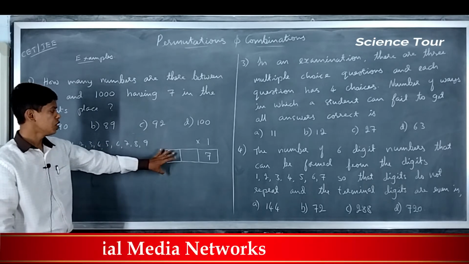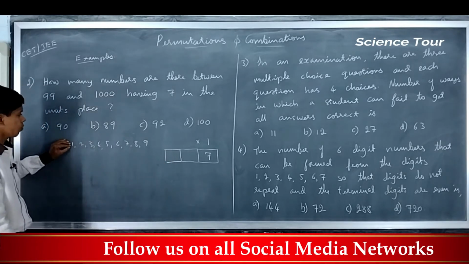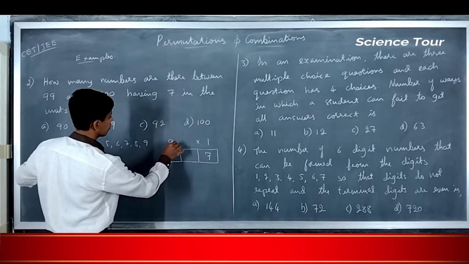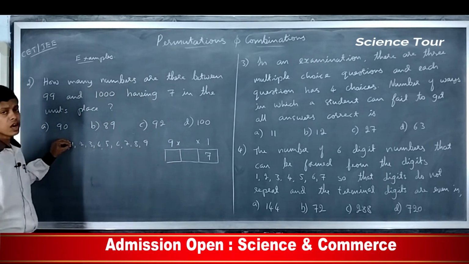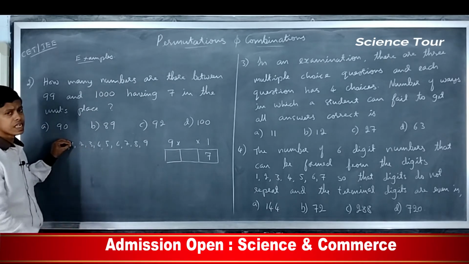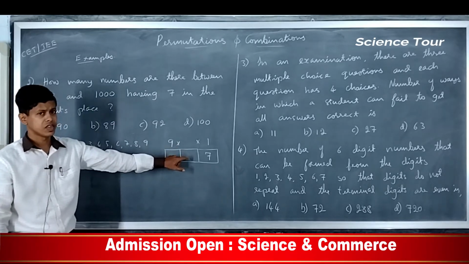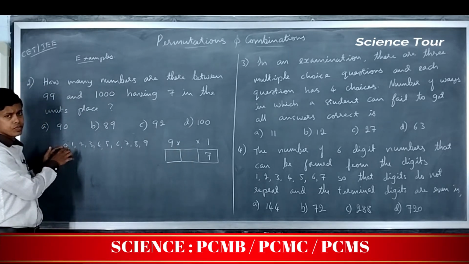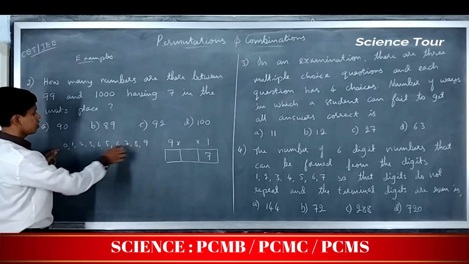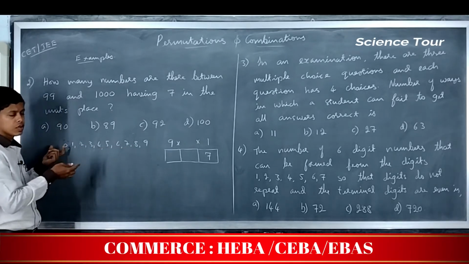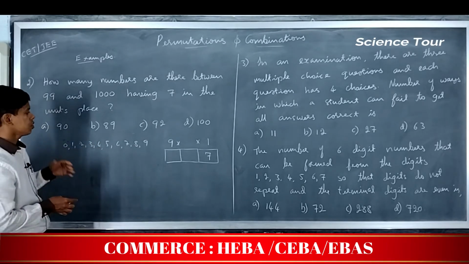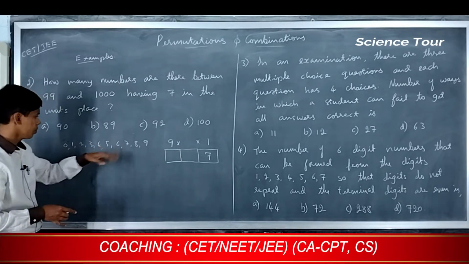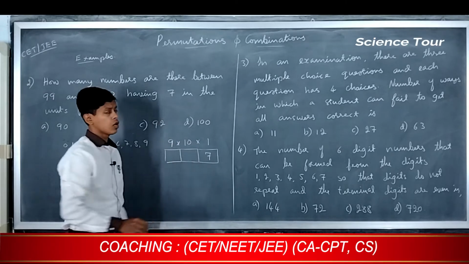Therefore, which numbers can you select here? Except 0, you can take any number. Therefore, how many options do you have? You have 9 options for the hundreds place. Now, what about the tens place? In this place you can have 0, correct? You can have anything from 0 to 9. If you have selected 4, let us say, you can have 4 again, repetition is allowed. So how many options do you have? You have 10 options.